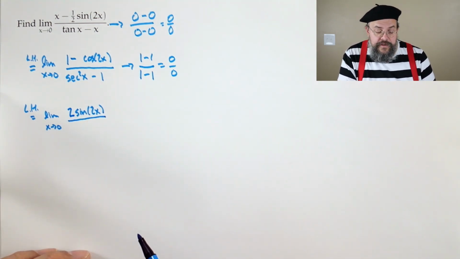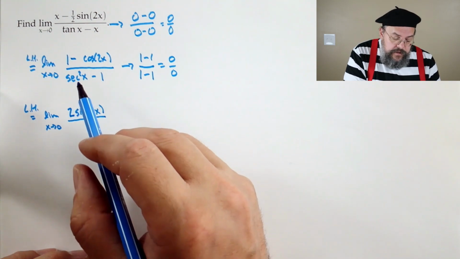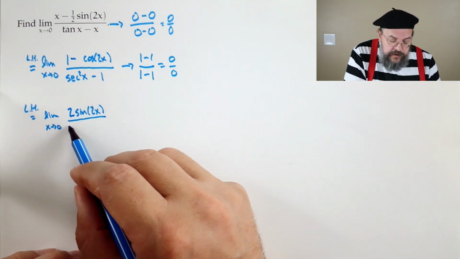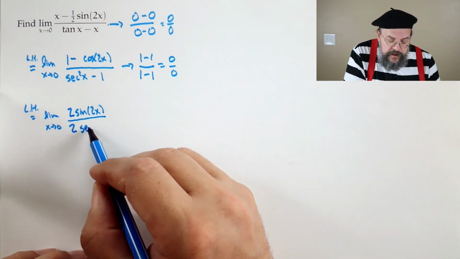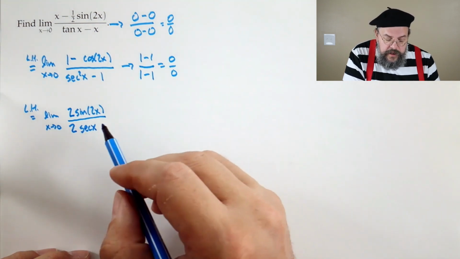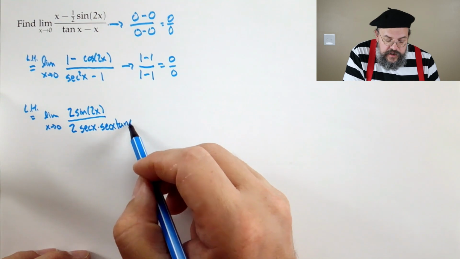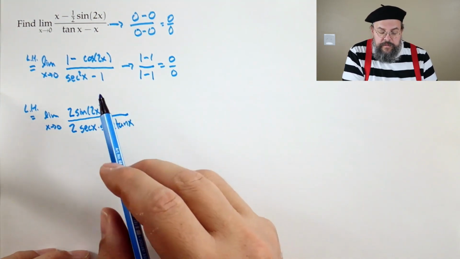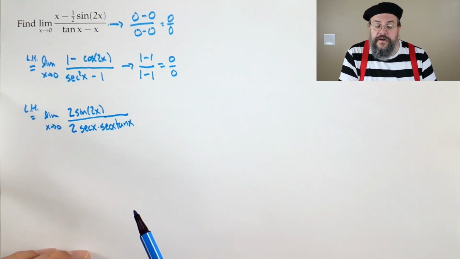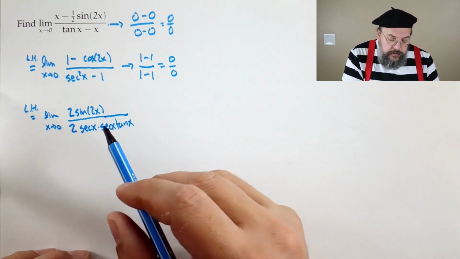Downstairs. Derivative of secant squared. Well, derivative of secant squared, that would be 2 comes down. Then we have secant of x to the 1 times the derivative of secant, which is secant tangent. And the derivative of minus 1 is 0. All right. So that's it.